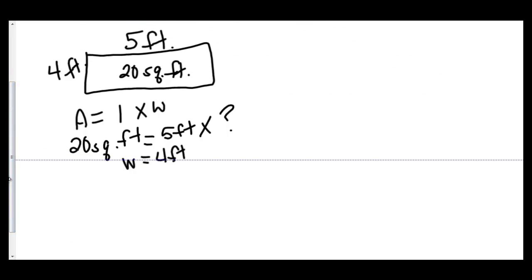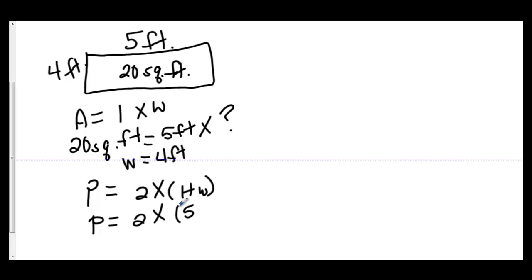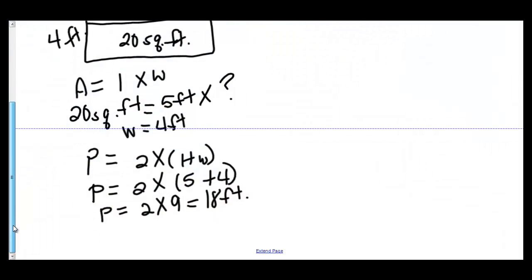So again, I'm going to stick with the same formula I've been using. Perimeter equals 2 times length plus width. Right? It's going to be 2 times 5 plus 4. It's going to be 2 times 9 equals 18 feet. I'm going to go just a little bit, and I'm going to write my sentence.